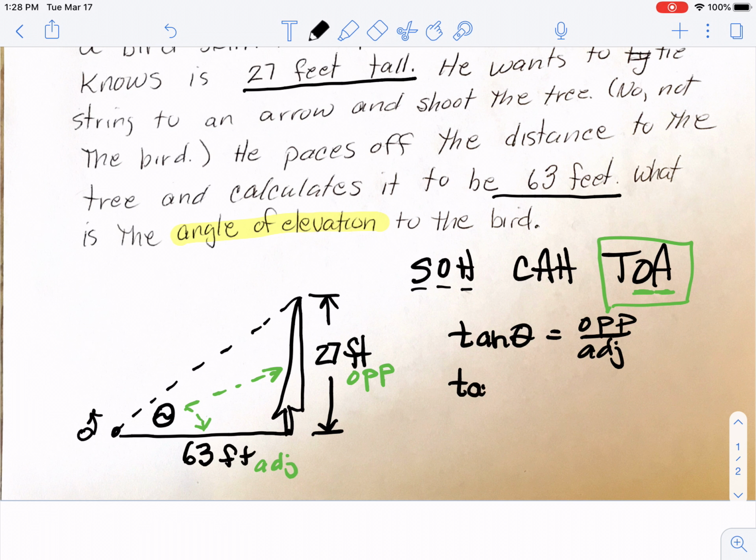Tangent is an operation on the angle. I don't know the angle, so I'm going to leave the theta there. Opposite side, I can now look and see my pretty green OPP, and now I just grab the number 27. Over my adjacent side is 63.